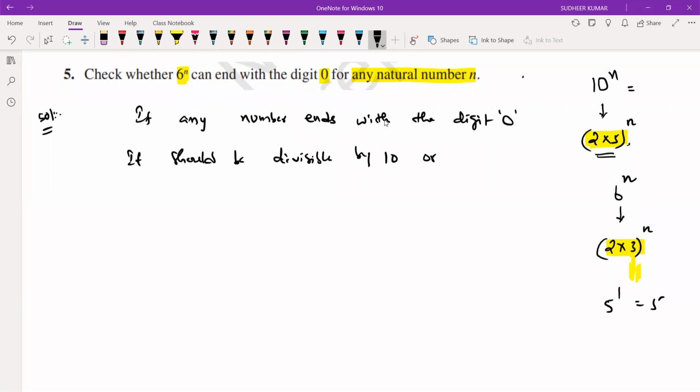Now 5 power 1 is 5, 5 square is 25, 5 cube is 125. It's not possible. Only when its factors are 2 and 5, both, can it end with 0. In other words, it will also be divisible by 2 and 5.